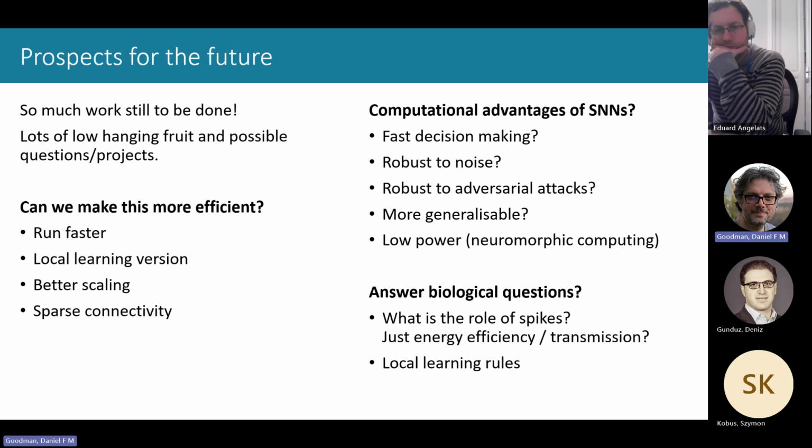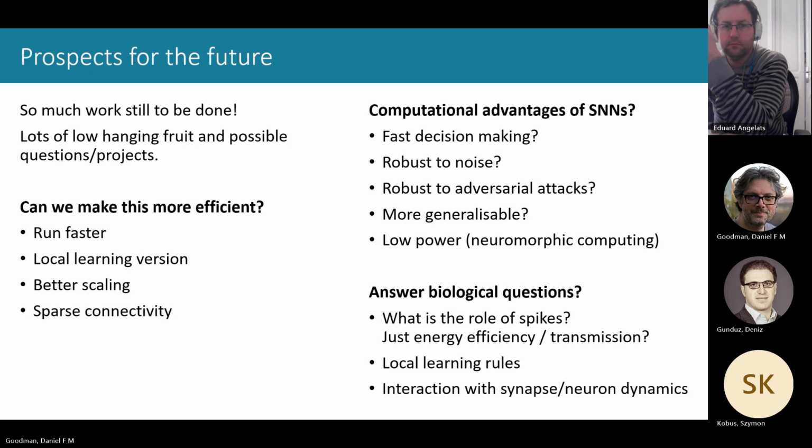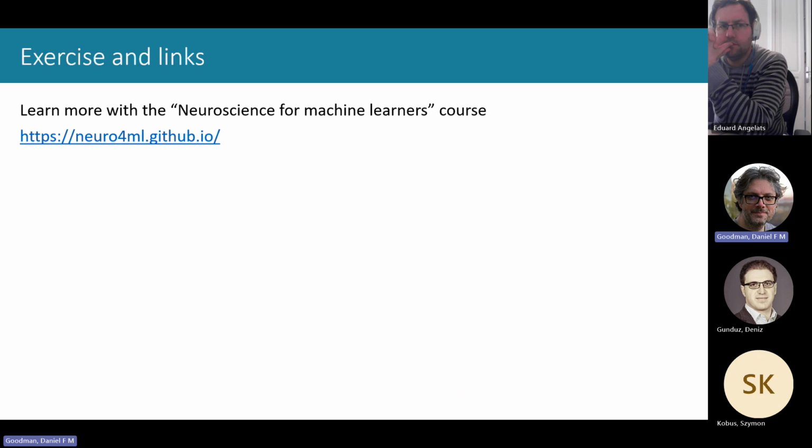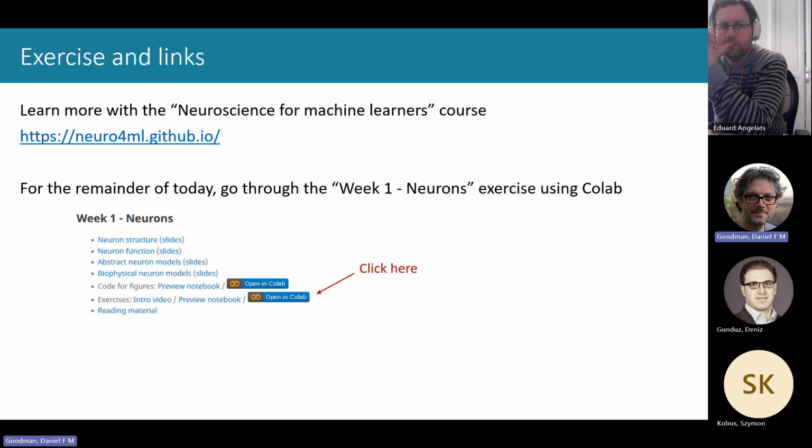Okay, I think that gives you some idea of some of the interesting things that are going on in the space of spiking neural networks. All right. So I'm going to finish by leaving this on the screen, giving some links, and the links to the exercise in particular, and we can get started. So start by going to this website, neuro4ml.github.io, and for the remainder of today, what we'll do is go through the week 1 neurons exercise.